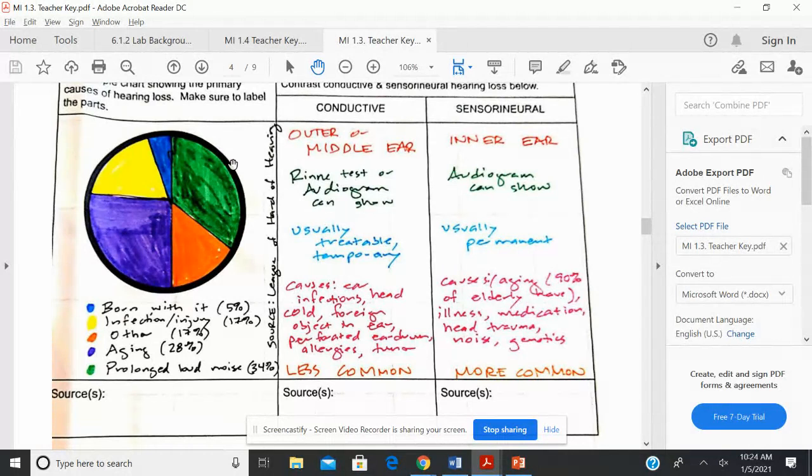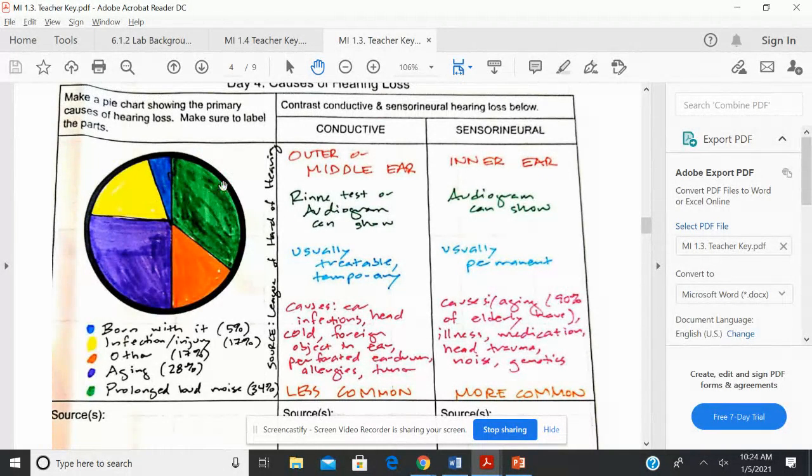If you look at the pie chart, hopefully you did some research. It may look something like this. If not, you can copy this down. As far as hearing loss, born with it is about 5%. Infection or injury is 17%, which would be the case for Sue Smith. There can be other random, unexplained reasons for these to happen. Aging, you can see, is 28%. That's the highest or second highest reason. And then the biggest reason for hearing loss is prolonged loud noises, which is essentially pretty preventable. So it is more common to have sensory neural loss.